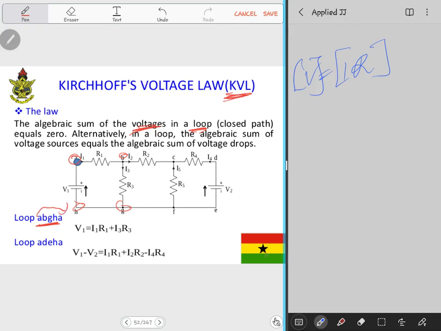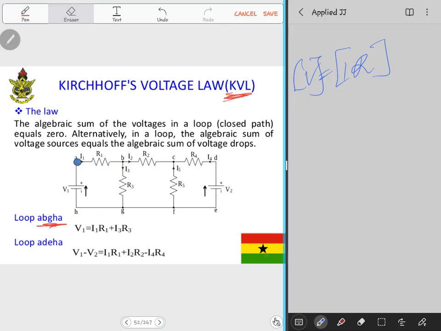Then again, this naming here is just a description. So far as you get the right equation, you are fine. But this labeling, or the name of the loop, is just a description to help you see what's happening. Okay, so this is what I say: the algebraic sum of the voltages in the loop is 0. So this is loop A, B, G, H, E. We start from here, come here, back to where we started. So that's what it means.